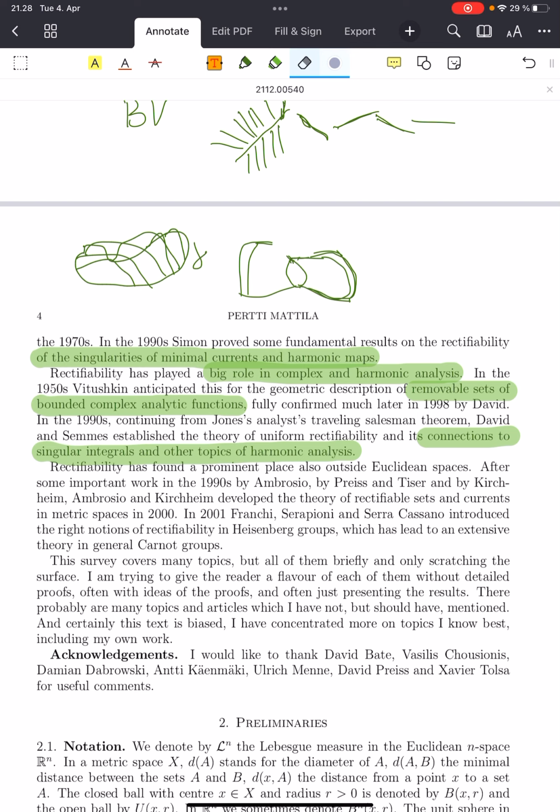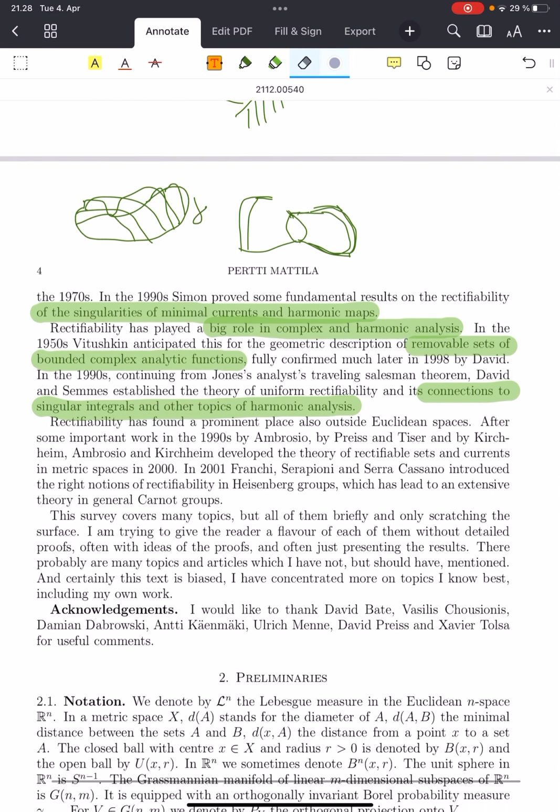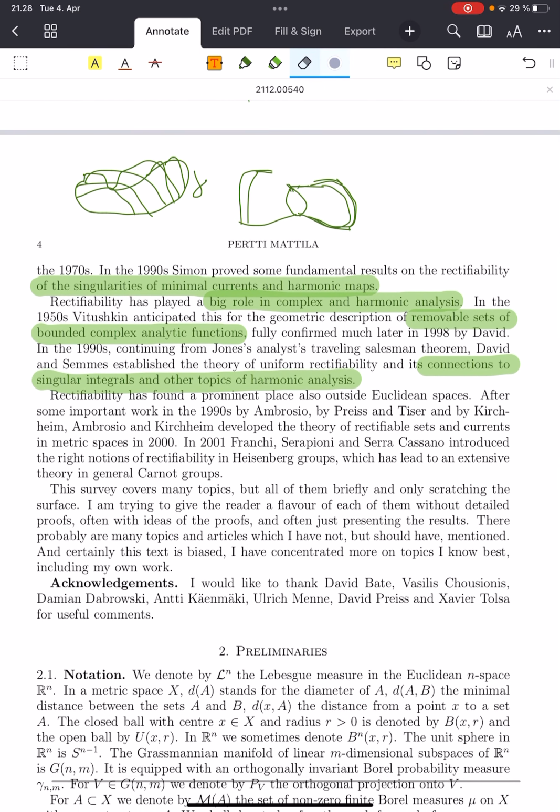In complex and harmonic analysis, this actually is a separate chapter in Mattila's book. Check that for more detail, but he says that in his book it's still in a conjecture form, because it was proven only in 1990s, as you can see here.